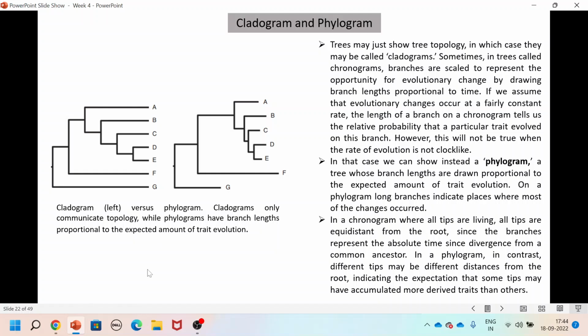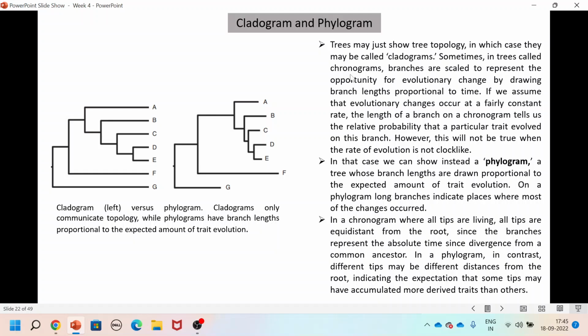So the branch length here basically represents not the evolutionary distance, but the evolutionary traits which they have accumulated during the course of evolution. For example, there is a difference between a cladogram and phylogram, which I'll discuss in this slide. So trees may just show tree topology, in which case they are called cladograms.